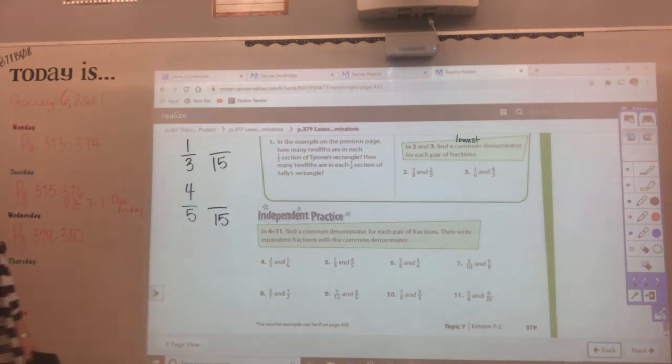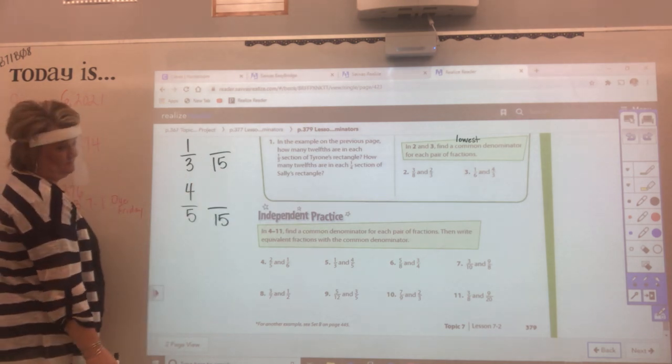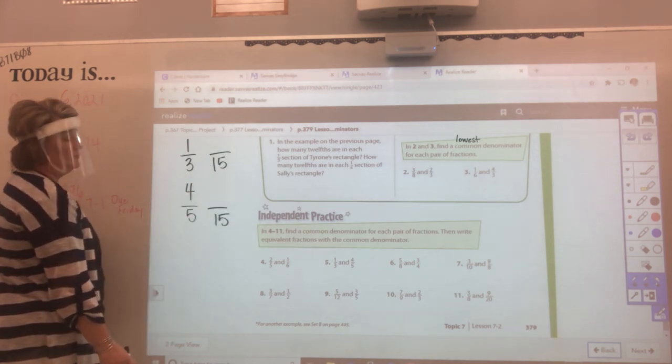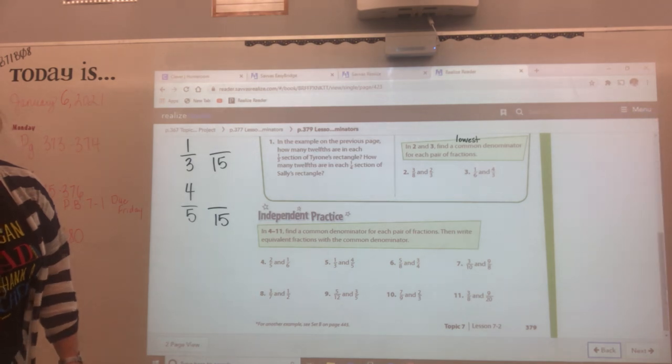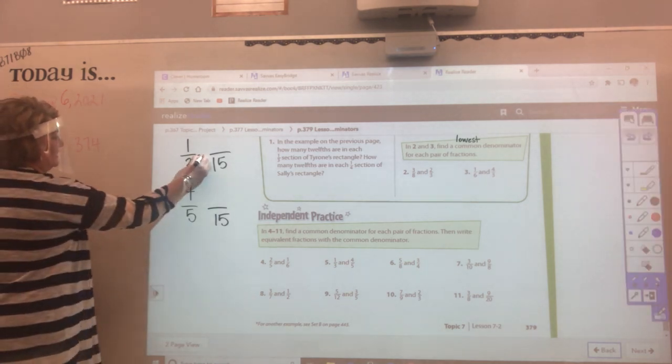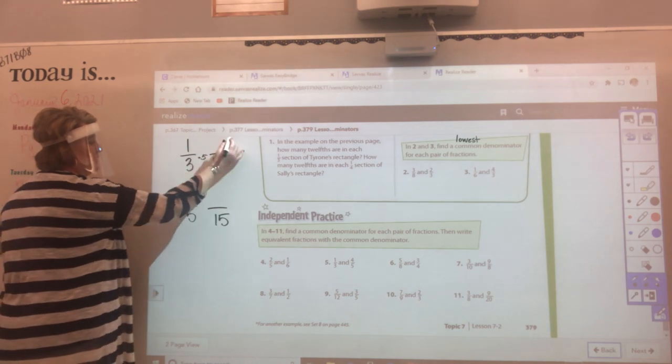So on the top, Lainey, how do I go from 3 to 15? What do I multiply by? Three times what is 15? 5. I mean, that's a pretty simple multiplication fact. So if I multiply the bottom times 5, got to multiply the top times 5. So what's 1 times 5, class?